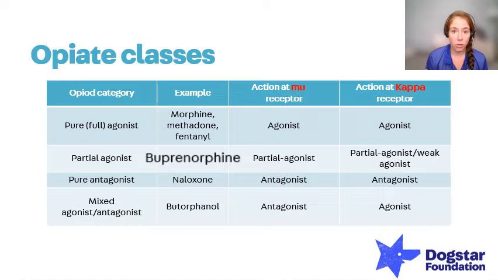So we've covered what a full agonist is, morphine. We've covered a partial agonist. I've also listed here naloxone, which is an antagonist. So it's a reversal for both pure and partial agonists. And finally, a mixed agonist-antagonist, so butorphanol, which is often used for sedation in small animals. It antagonizes the mu receptor, but it is an agonist at the kappa receptor.